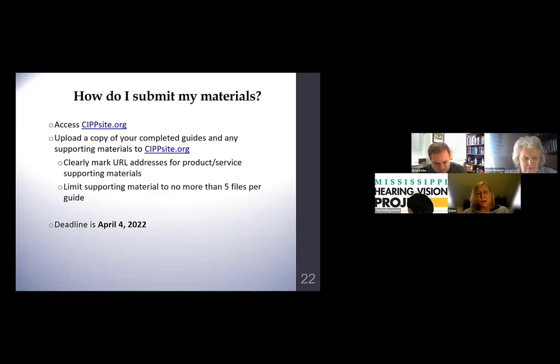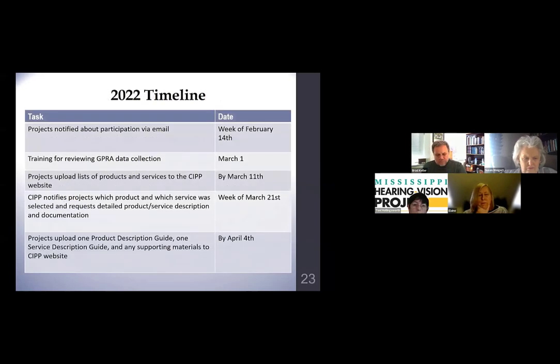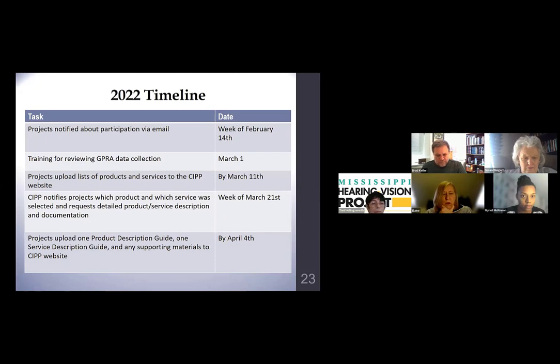And let me show you the timeline here. So the week of February 14th, you received notification about your participation. Obviously, today is March 1st and we're having the training. By March 11th, we ask that you upload the list of new services to the SIP website. And again, that's not a detailed submission. It's just a list of the new services from which we will sample.